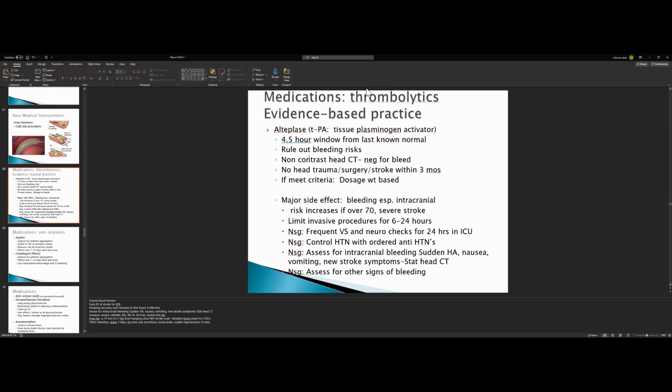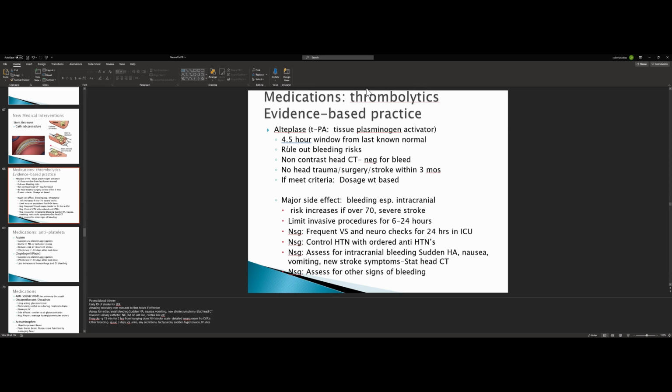So we talked a little bit about TPA, but this is alteplase. This is your thrombolytic to try and break that clot up. You have a 4.5-hour window from your last known normal, which is extremely important to establish when a patient comes in. When were they last seen normal? We need to rule out any risk for bleeding or contraindications. We're going to do that head CT to make sure there's no blood in their head already, to make sure they didn't have a hemorrhagic stroke.